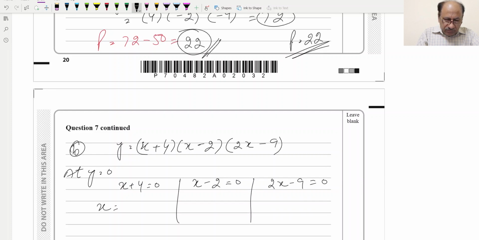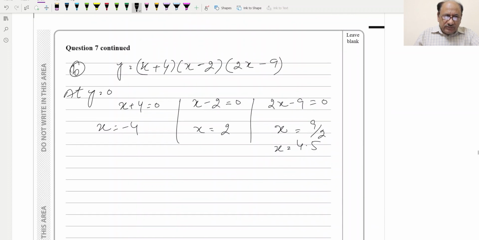It means x is equal to minus 4, x is equal to 2, and x is equal to 9 by 2, or you can write this as 4.5. So these are basically the three values of q which we can write: minus 4, 2 and 4.5. These will be the three values.